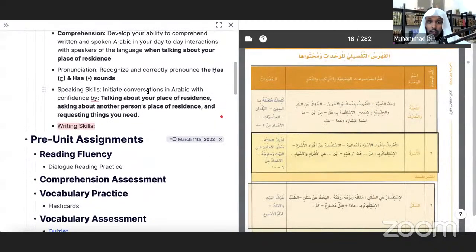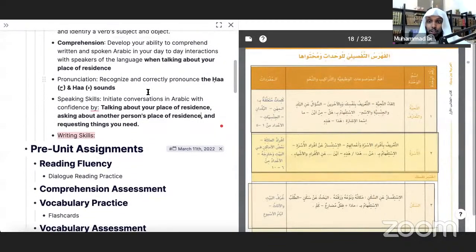Mumtaz. Writing skills, not yet. You will start writing from next week onwards, inshallah ta'ala.